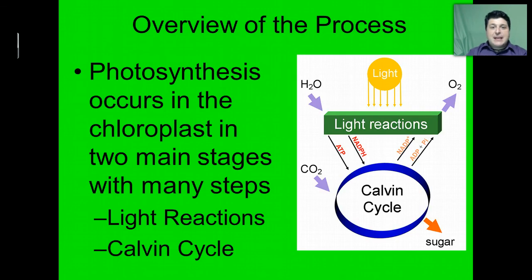We can see that photosynthesis occurs in two steps or stages that are happening simultaneously, but to better learn about them, we're going to take them in a step-by-step fashion. The first stage is going to be called the light reaction, and the second we'll be looking at is called the Calvin cycle.